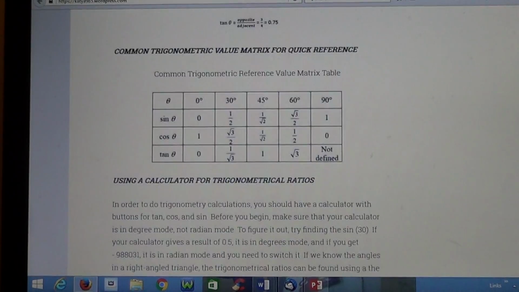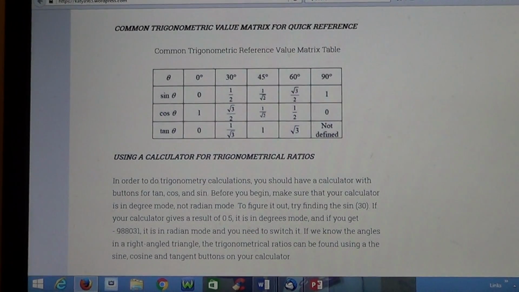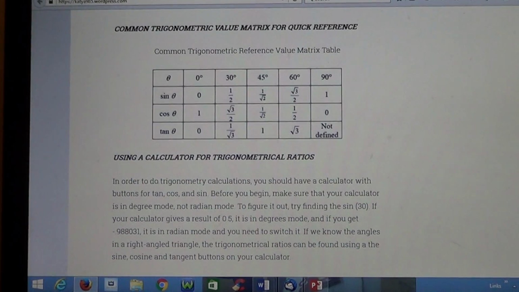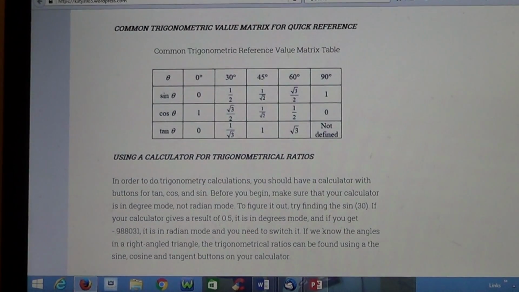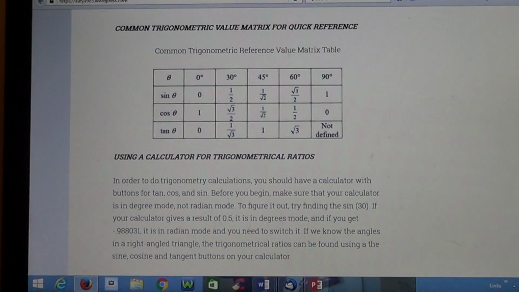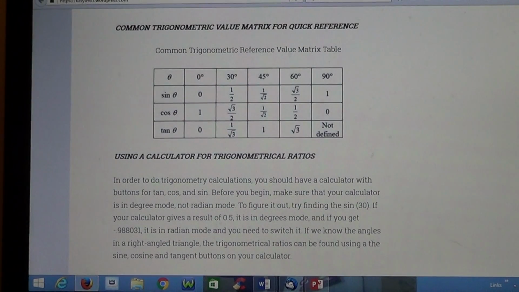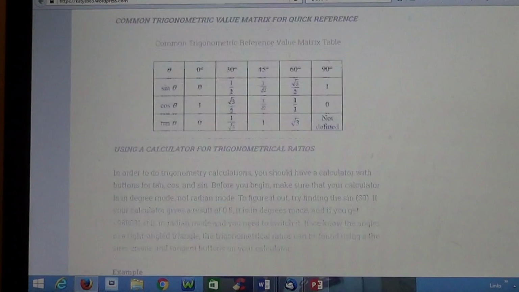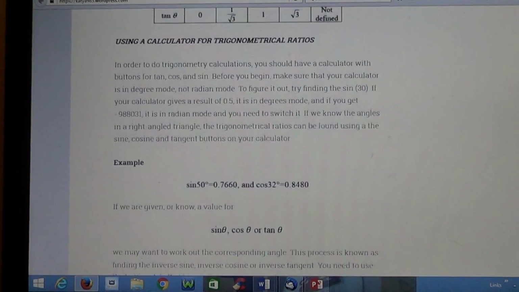I think it's important to emphasize the use of calculator for determining the trigonometric ratios as well as for determining the angles, because that's what we use in real life. We use calculators and students need to know how to use them. It has been incorporated into the website.